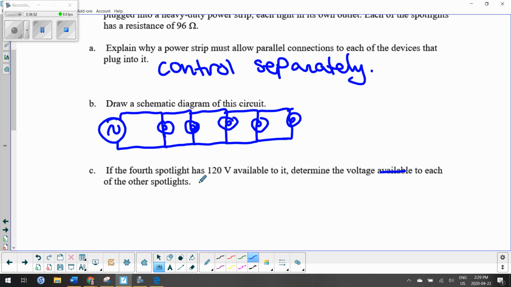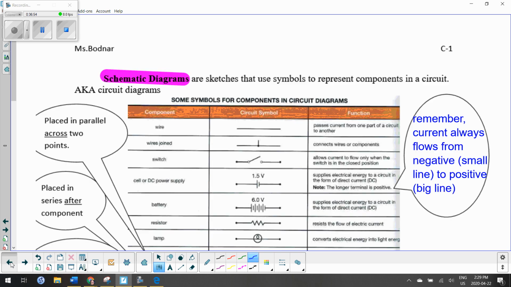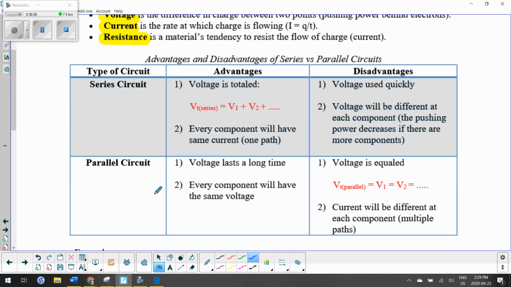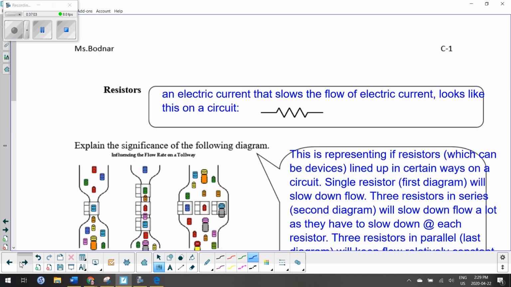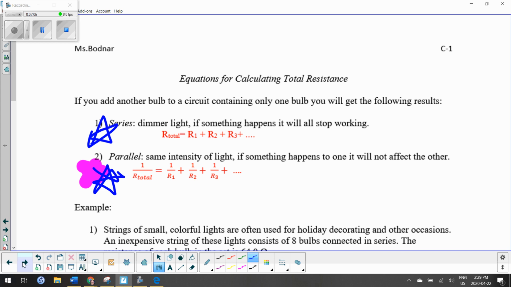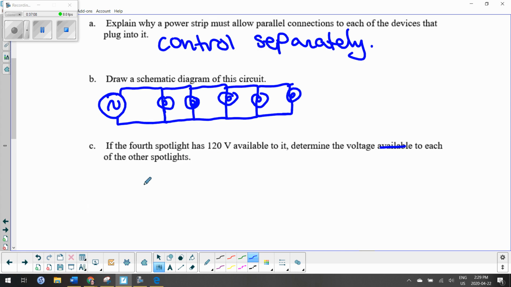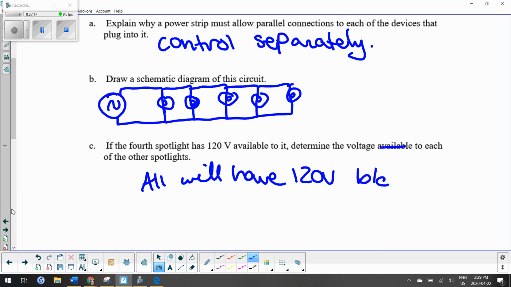If the 4th spotlight has 120 volts available to it, determine the voltage to each of the other spotlights. Okay, that was that handy dandy table again. I'm in parallel. Every component will have the same voltage. So that means all will have 120 volts because connected in parallel.